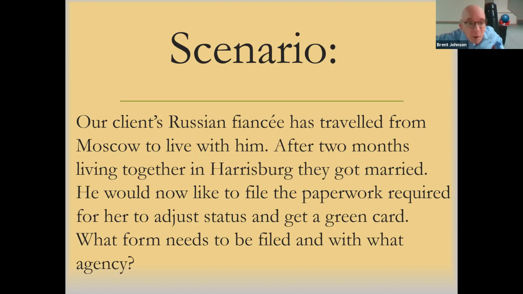So anyway, our Russian fiance is now in Harrisburg, and they've gotten married within a month, which is the rule under the K-1 fiance visa. You have to be married to your fiance within a month, or you have to go back home. So they've gotten married, and now they want to adjust their status and get a green card. So what form needs to be filled out, and to what agency? The green card form.